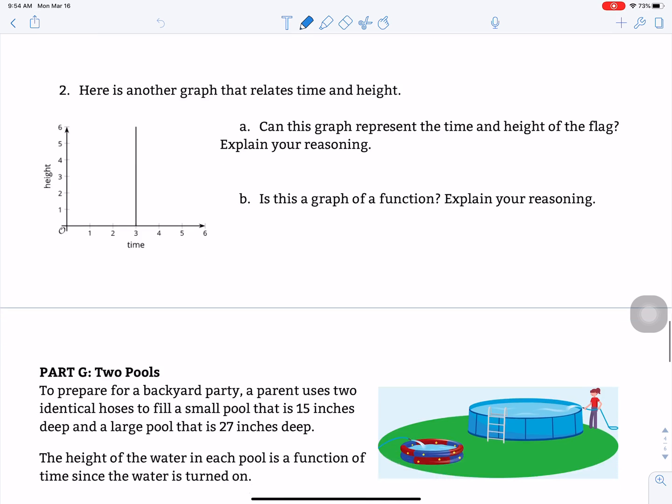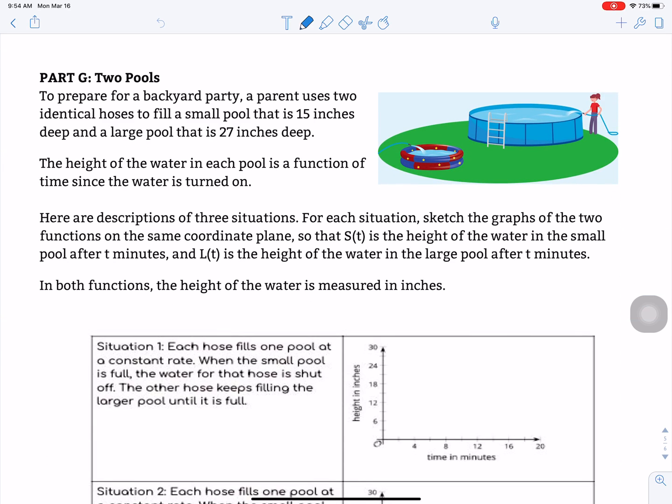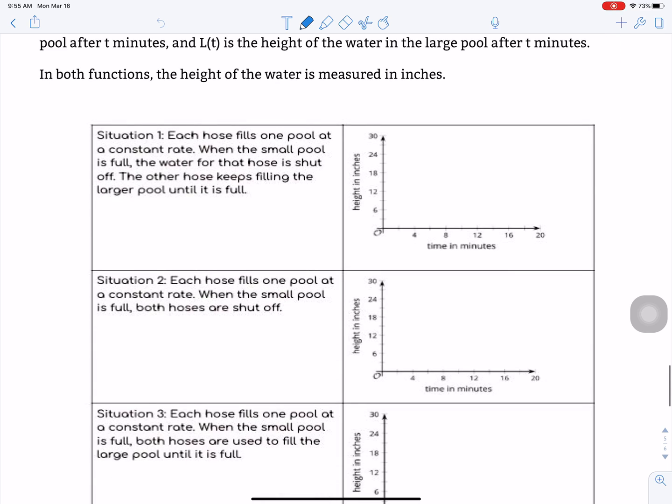And then our last part, we're looking at some pools. There's some information telling us what's happening, and then you're going to look at the different situations and draw graphs of those. When you're done, you're submitting this into Google Classroom.